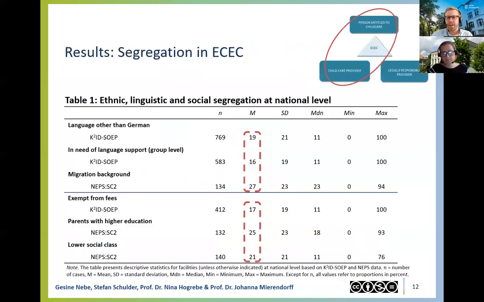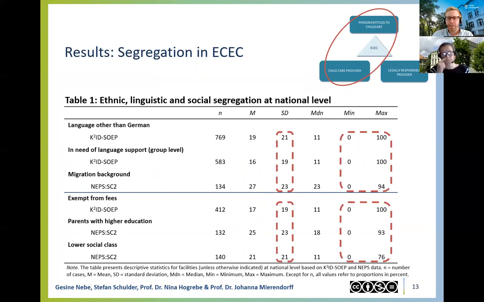The processes that take place in detail between the actors involved are not directly visible or comprehensible from the outside. What is visible, however, are the compositions of the settings according to characteristics from which we can derive segregation. Using descriptive statistics, the available data reveal large differences between the ethnic and social composition of the facilities. The means take values between 16 and 27%, depending on the characteristics.